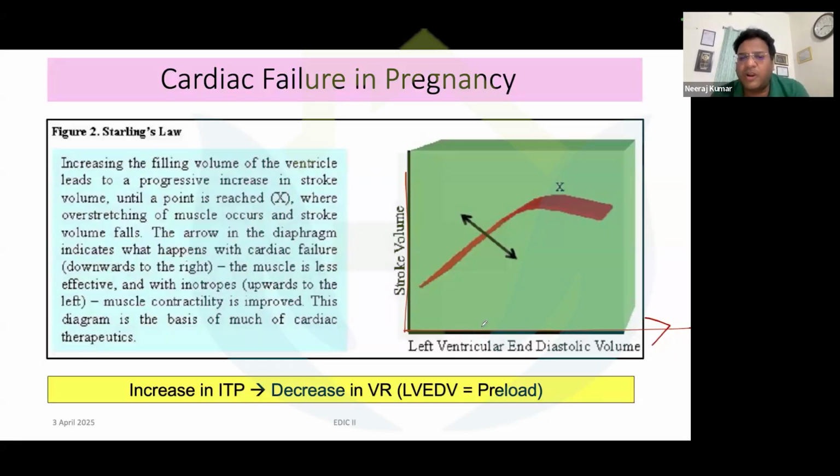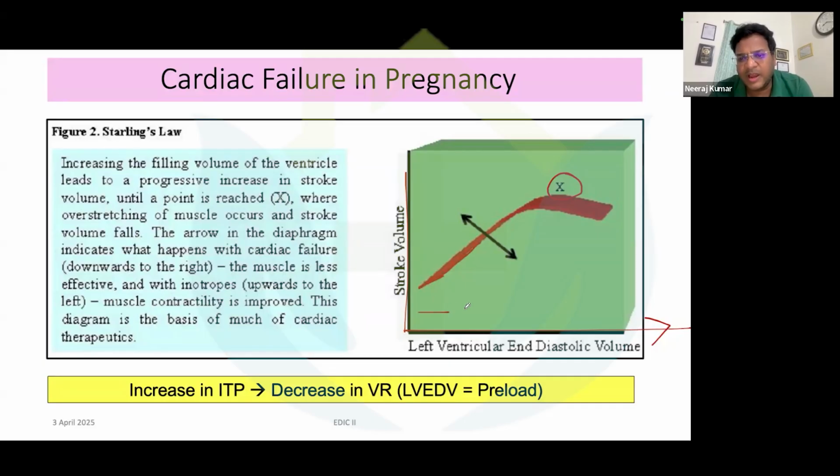So if your diastolic volume is compromised, and if you look at this diagram very carefully, there is a point which is known as the X point. Okay, so what is there? Till the X point, the patient is having a filling ventricle; if the filling volume of the ventricle is increased, it leads to a progressive increase in your stroke volume.